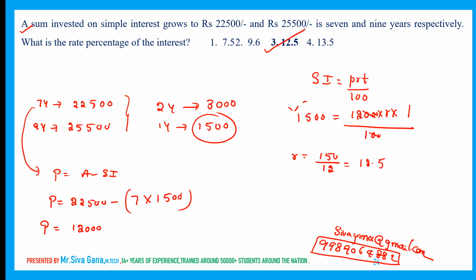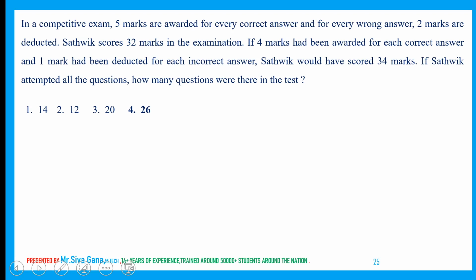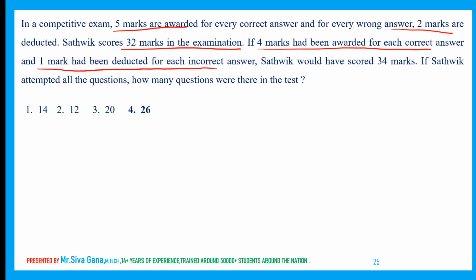My dear viewers, one of the important questions for TCS, Wipro, Tech Mahindra, Capgemini, Accenture. In a competitive examination, 5 marks are awarded for every correct answer, and for every wrong answer 2 marks are deducted. Satvik scores 32 marks in the examination. If 4 marks had been awarded for each correct answer and 1 mark had been deducted for each incorrect answer, Satvik's score is 35.